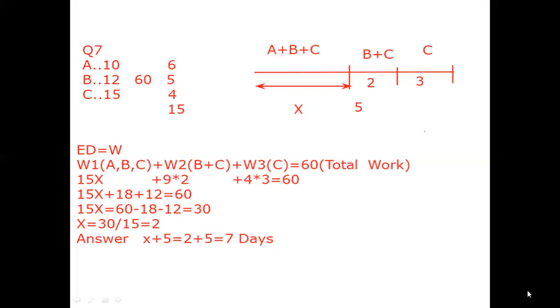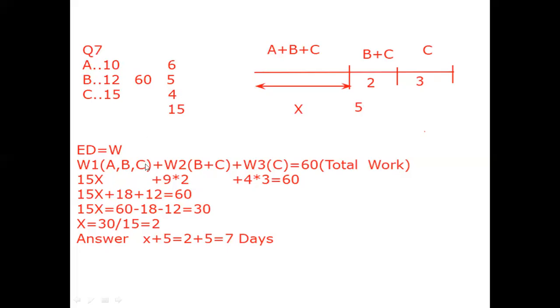Okay, so now the rest of the question is the same. A can do the work in 10 days, B in 12, C in 15 days. Take the LCM, which comes out to be 60. This is the total work. Divide 60 by 10, 6; divide 60 by 12, 5; divide 60 by 15, 4. So this is the total efficiency, and this is the efficiency of A, B, and C.